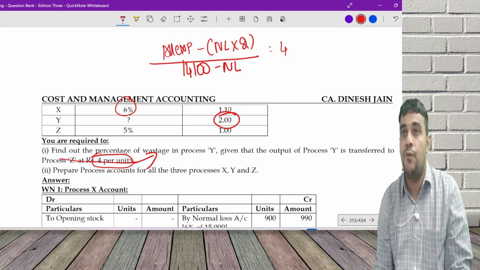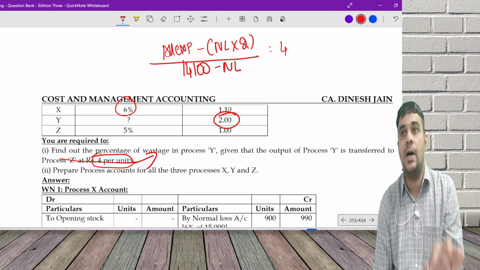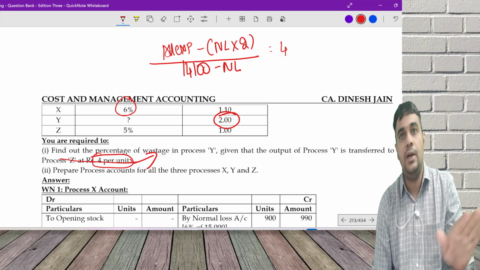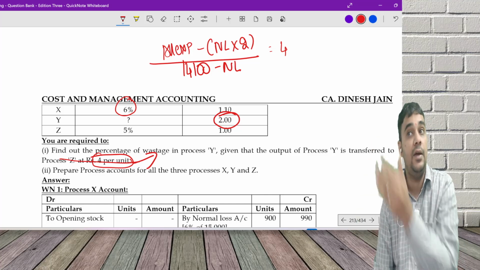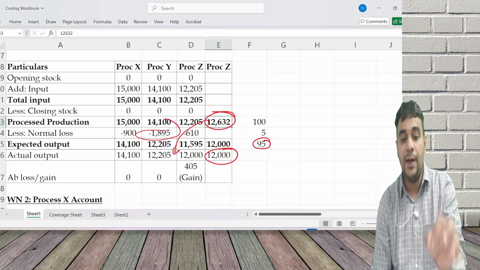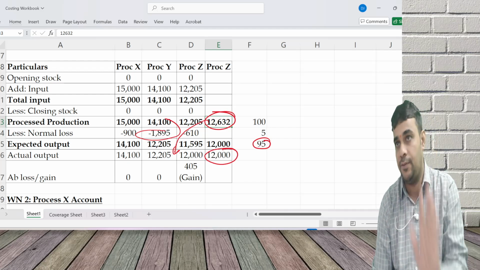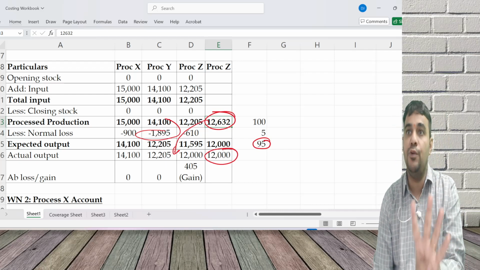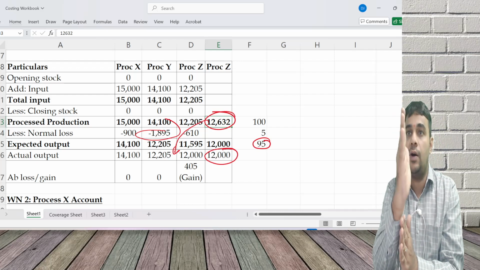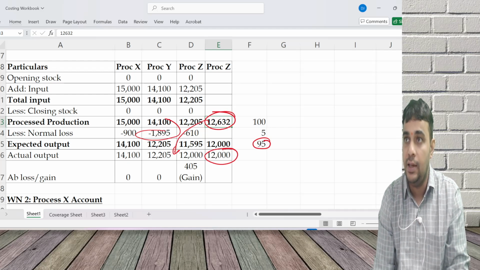In case they had not mentioned that the cost per good unit is 4, this is the approach we would have followed. From Z, I would have got Y's input, with no abnormal loss or abnormal gain in any of the three processes. If I do it in the reverse manner, that 4 per unit will not work in this problem. So if the 4 per unit was missing, you complete X, leave Y blank, complete Z in reverse order, take Z's input as X's output, and then get the normal loss. Clear?